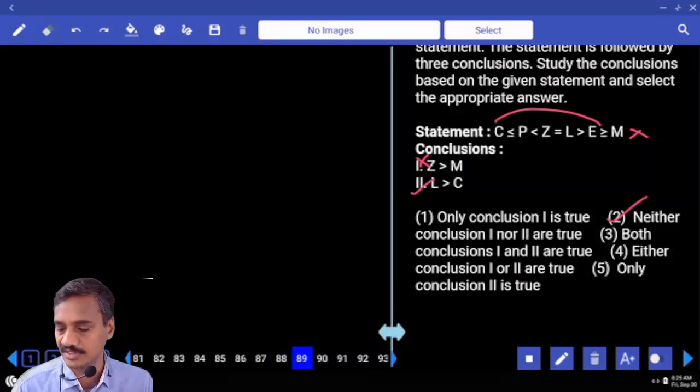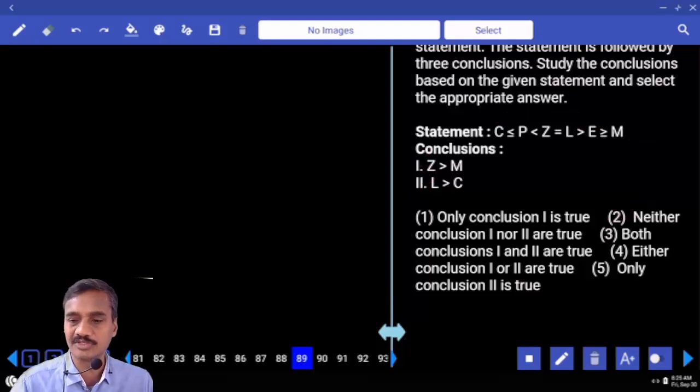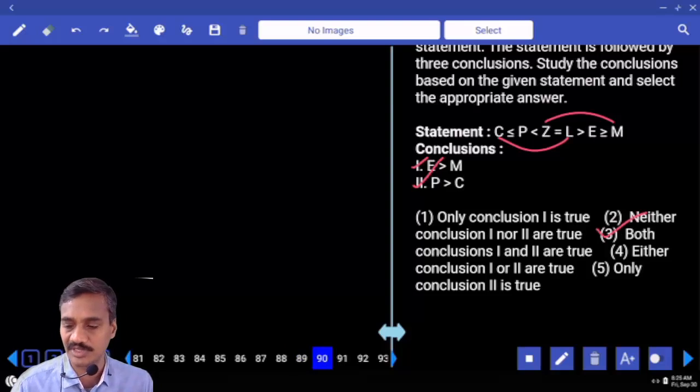Then next one 89. Now in this 89 the relation between Z and M. Z is here, Z greater than M, definitely true. And C lesser than L means L greater than C. Hence both 1 and 2, choice 3, question number 89.